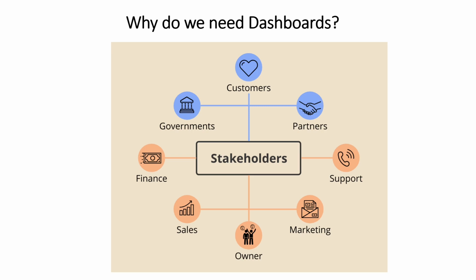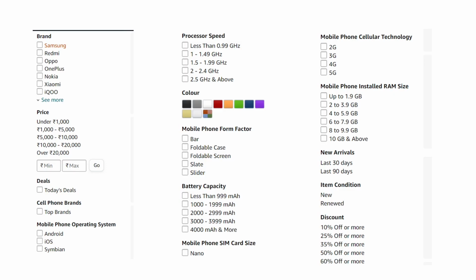So I'll explain the other use cases in detail. Before that, let me show you. If you're ordering a phone, if you're typing smartphone in Amazon, this is the result you'll be getting. So these are the different types of filters or different options which you'll be getting.